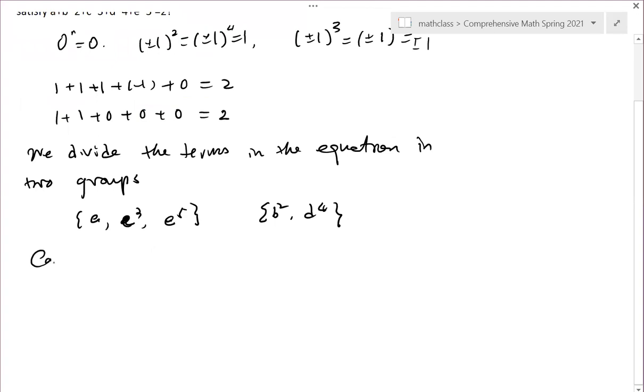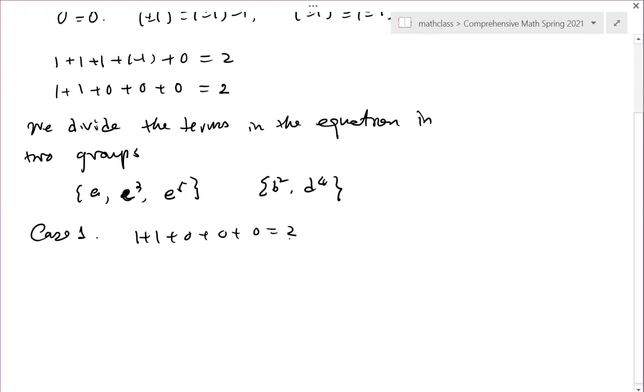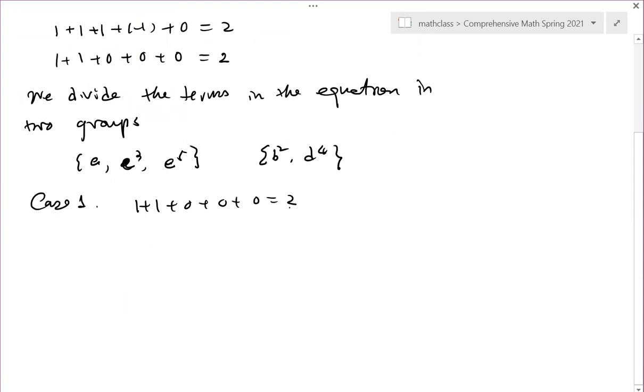Let's look at the easy case one. The first case is 1 plus 1 plus 0 plus 0 plus 0 equals 2. So look at this case. There are several possibilities.